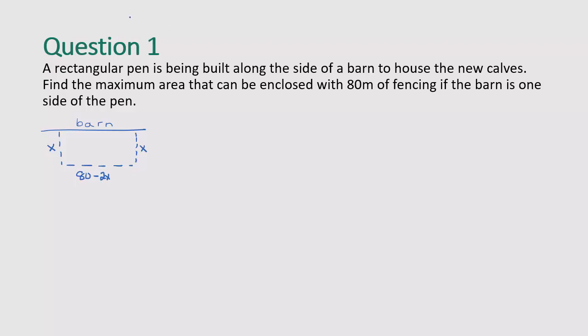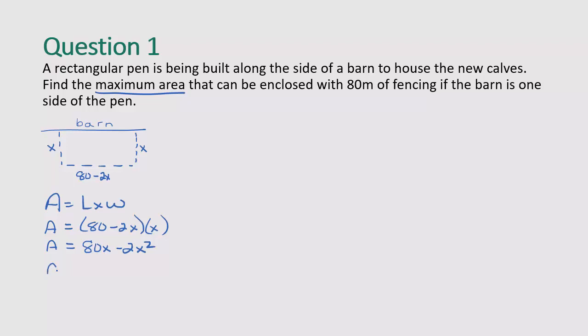At this point, I'm looking for the maximum area. So I have to come up with an equation for area. Area is the length times width. The length of my barn, according to my diagram, is 80 minus 2x, and my width is x. So if I simplify that and get rid of the brackets, I have a quadratic equation. And I'm just going to rearrange that so that it's in standard form with the x squared term first.